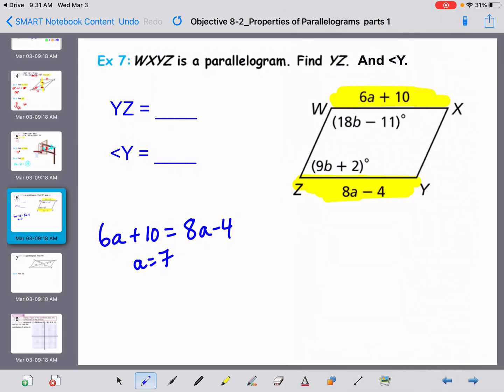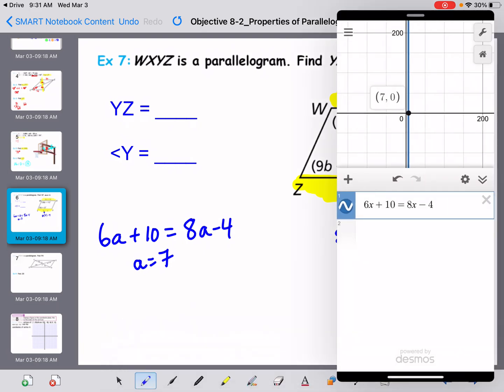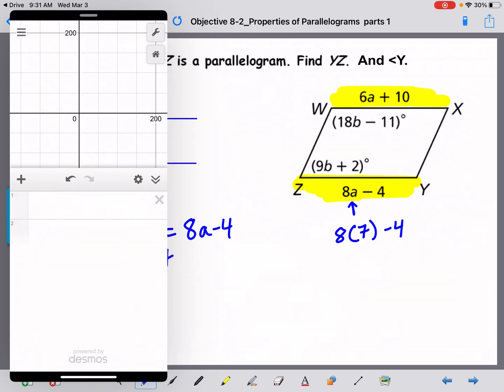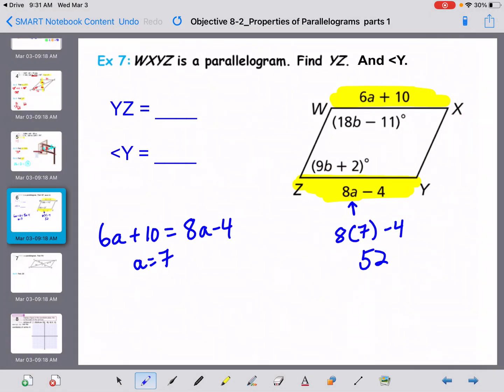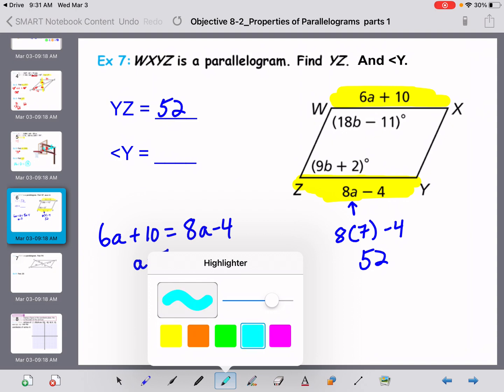Is 7 my answer? No, 7 just tells me what the value of A is right there. So now I'm going to say 8 times 7 minus 4. And just because I don't want to mess up and get this problem wrong, let's type that into the calculator. 52. So YZ is 52.